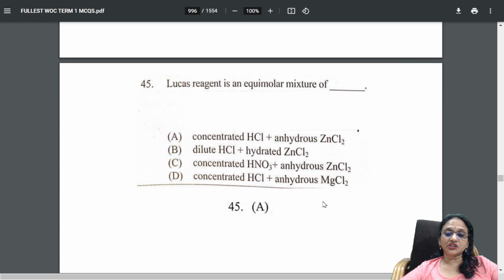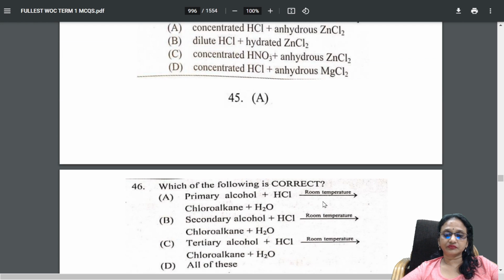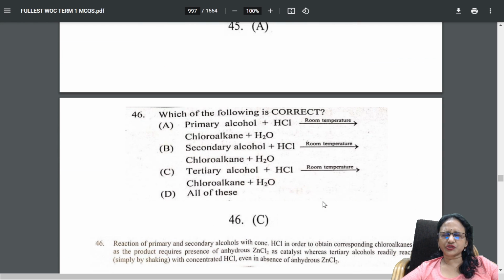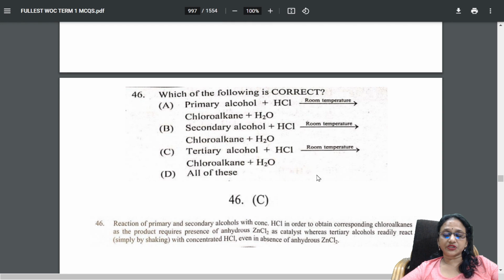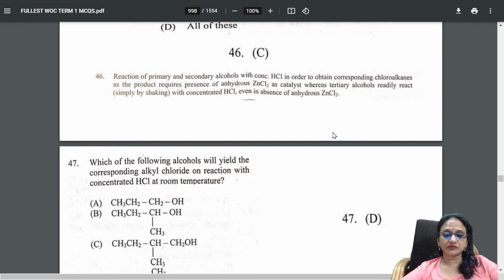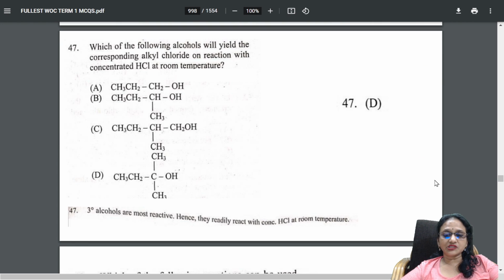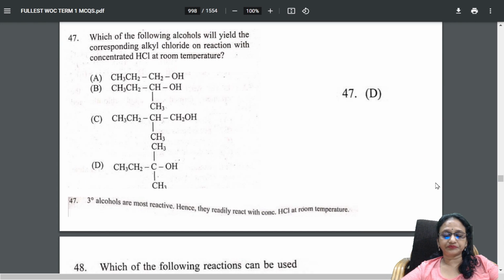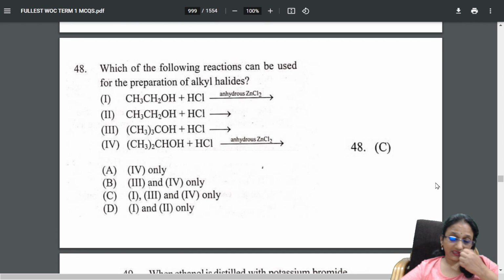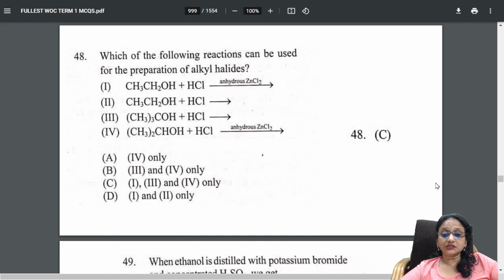Questions based on the Lucas reagent test, which is used to differentiate primary, secondary, and tertiary alcohols. So this is a question based on Lucas. This is one more question based on Lucas. This is one more question based on Lucas.